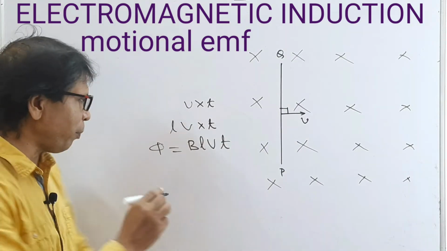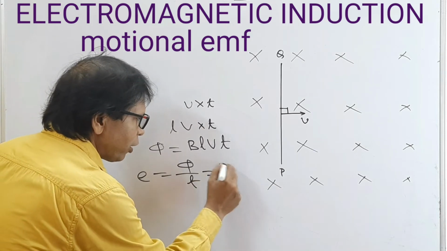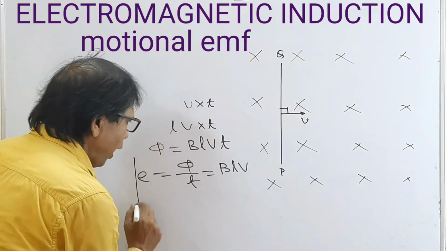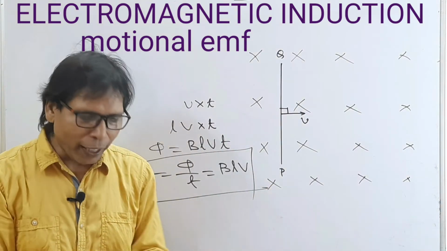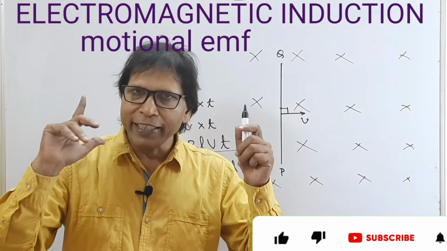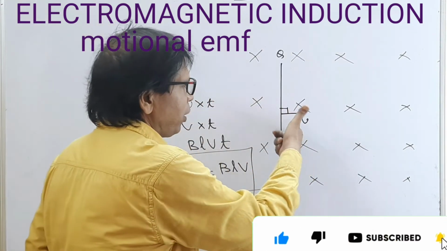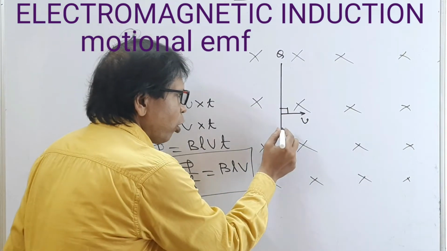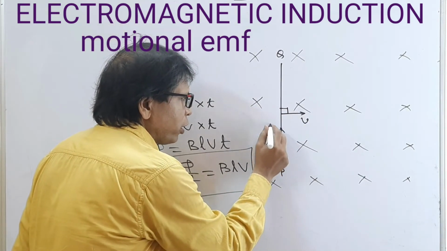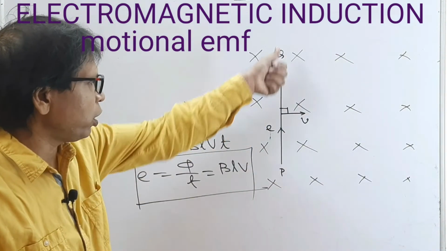Therefore, induced EMF E equals phi by T, so this is BLV. Now, what is the direction of induced EMF? From Fleming's right hand rule, this is the direction of magnetic field, this is the motion of the conductor, so the direction of flow is along this. So the direction of induced EMF is from this to this.